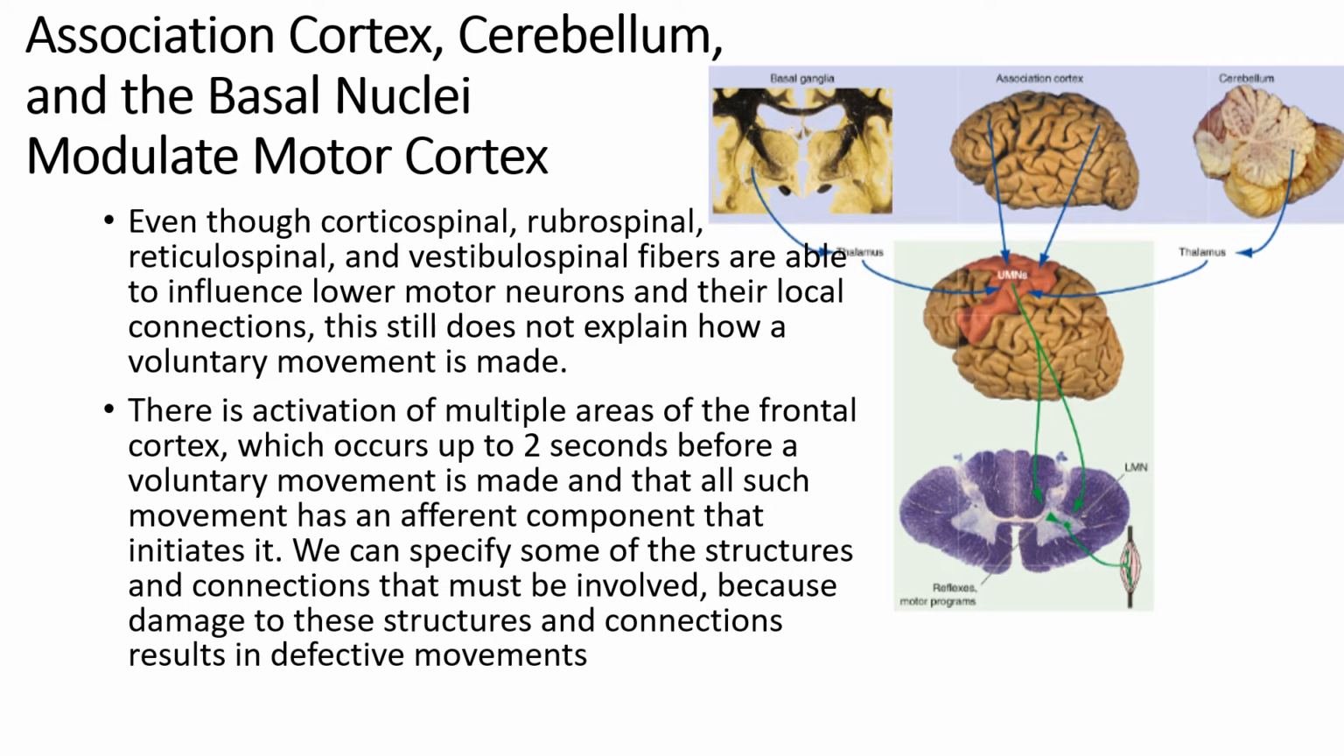Association cortex, cerebellum, basal nuclei modulate our motor cortex. So even though corticospinal, rubrospinal, remember flexion protection, reticulospinal, some basic stuff in there, vestibulospinal, balance, are able to influence lower motor neurons and their local connections, this still does not explain how a voluntary movement is made. There's activation of multiple areas of the frontal cortex, which occurs up to 2 seconds before a voluntary movement is made. So a planning stage, okay?